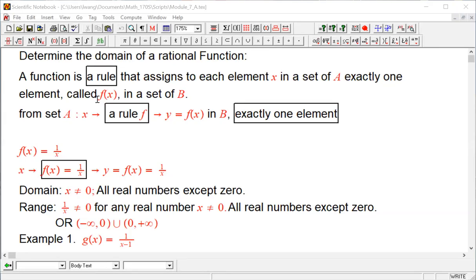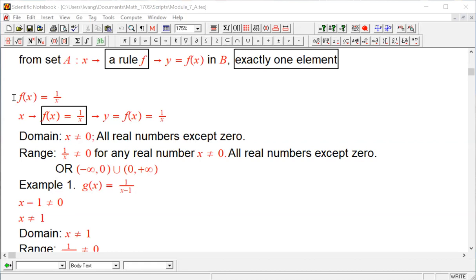Hello. In this episode, we're going to talk about how to determine the domain and range of some rational functions. In some cases, we talk about determining the domain of rational functions. The simplest rational function we could think of is f of x equals 1 over x. In the previous module, we talked about this function's domain, range, and graph.